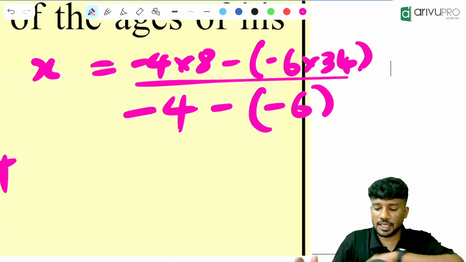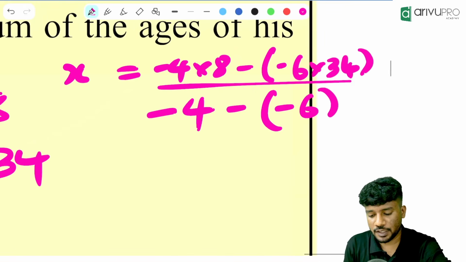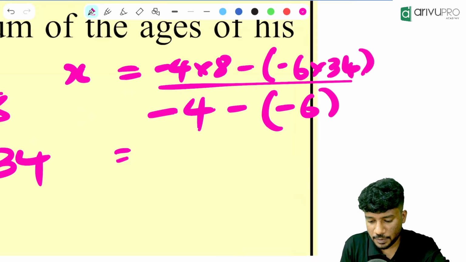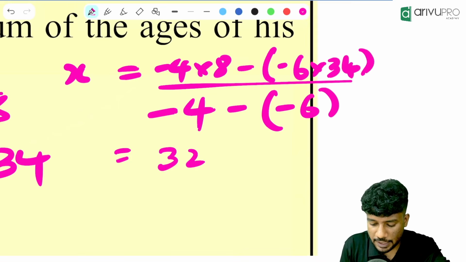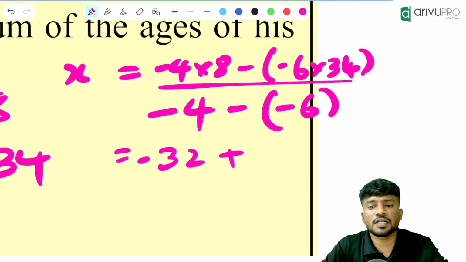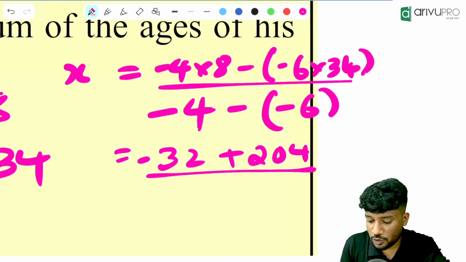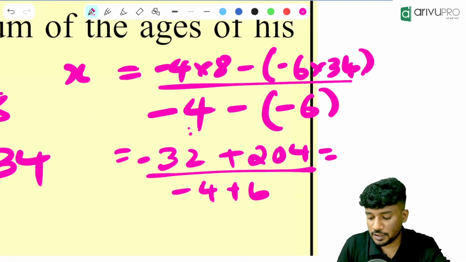x is how much? Can anyone tell me using calculator? Get me the answer. Which is equal to how much? It will become 32 minus 32 plus 6 into 34 is how much? 6 into 34 is 204. Divided by how much? Divided by minus 4 plus 6. Minus 4 plus 6. How much is it? Tell me.